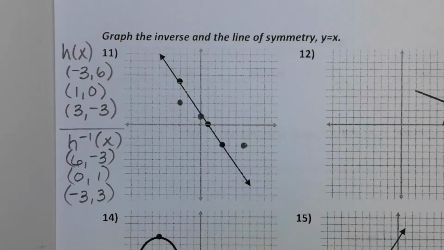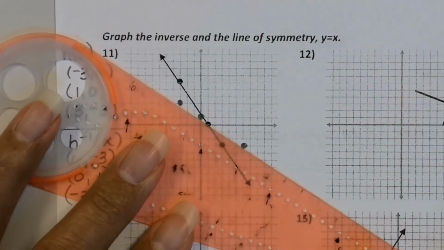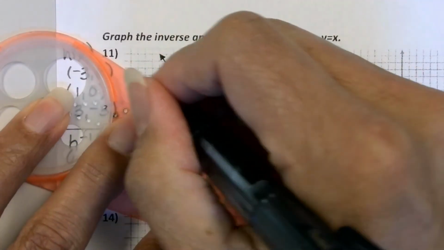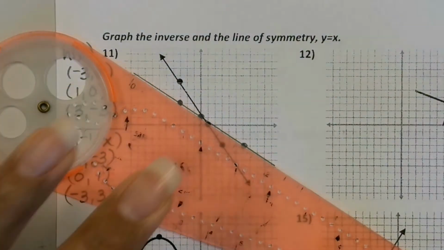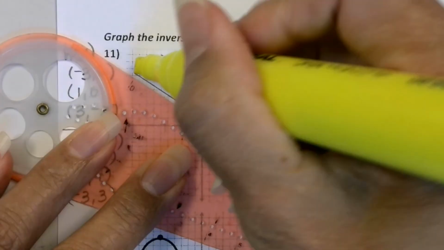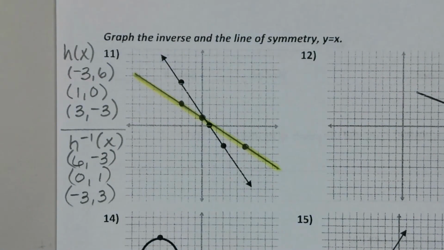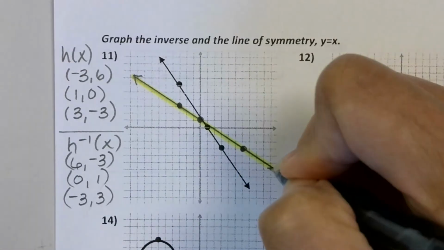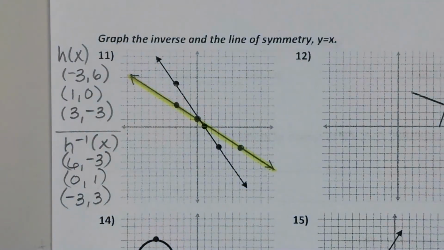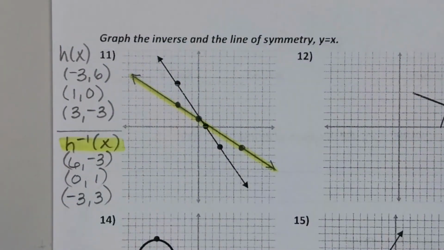Once you've plotted those points, we will get a straight edge and connect those dots to see the inverse of our given graph. I'm going to highlight it so that it jumps out, so that we can see the difference between the given h of x graph and the resulting h inverse graph. Okay. And so me highlighting it here gives you a sort of key to understand which one is which.